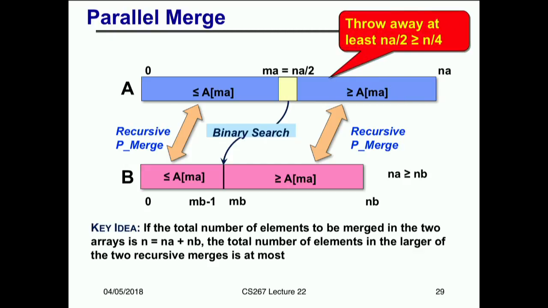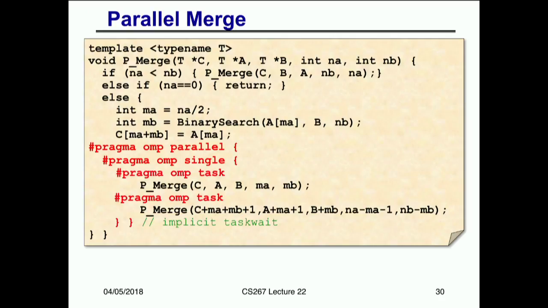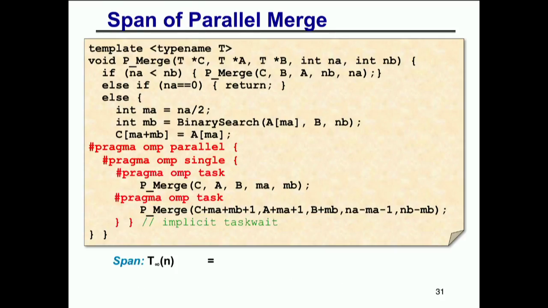So let's see. That's exactly what we talked about. You get rid of 1/4. So each merge call is at most 3n/4. So this is the parallel merge call. This is not the merge sort, this is just the parallel merge call, and it's exactly in code what we've described. You pick the larger element, find its middle entry, binary search it on the other one, and do recursively parallel merges. Okay, so what's the span?